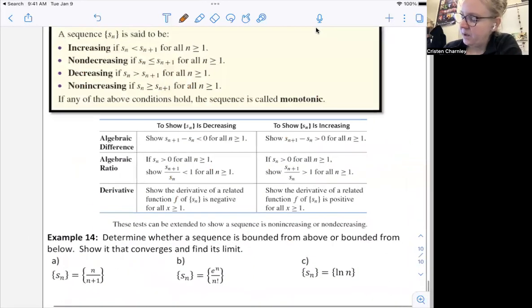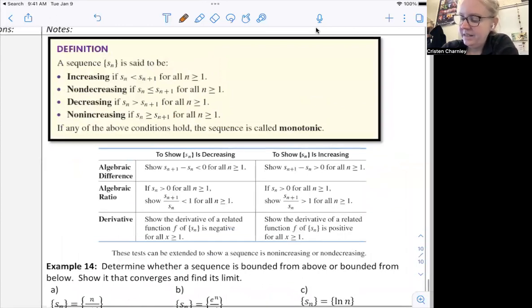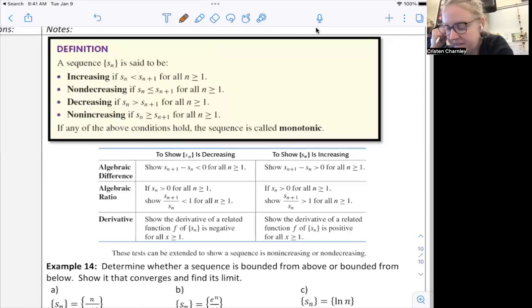All right, here we go. Increasing, non-decreasing, decreasing, and non-increasing. Your only two options don't have to be increase or decrease. They could actually hold steady, be horizontal. So you can say that it's not increasing or not decreasing. So you just want to make sure that you are comfortable with those words. A couple specific types of sequences that we have is an algebraic difference. Those will always have a pattern where you can show increasing or decreasing. An algebraic ratio I have for you, and derivative.